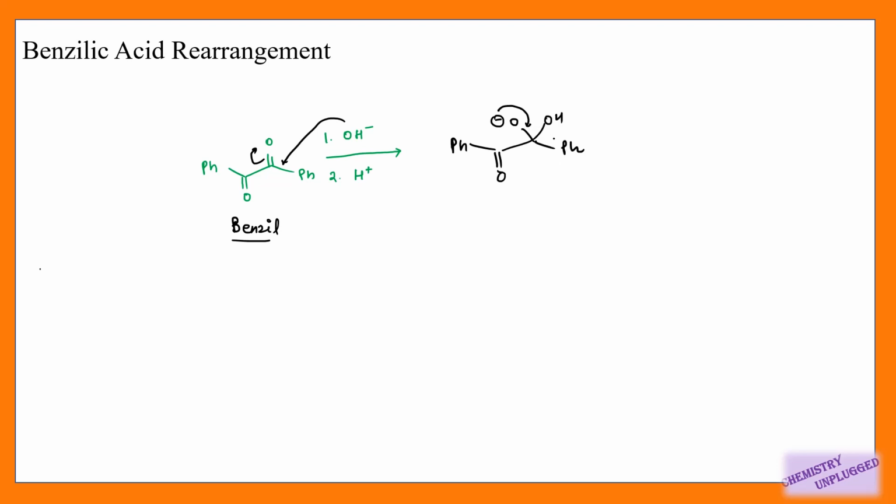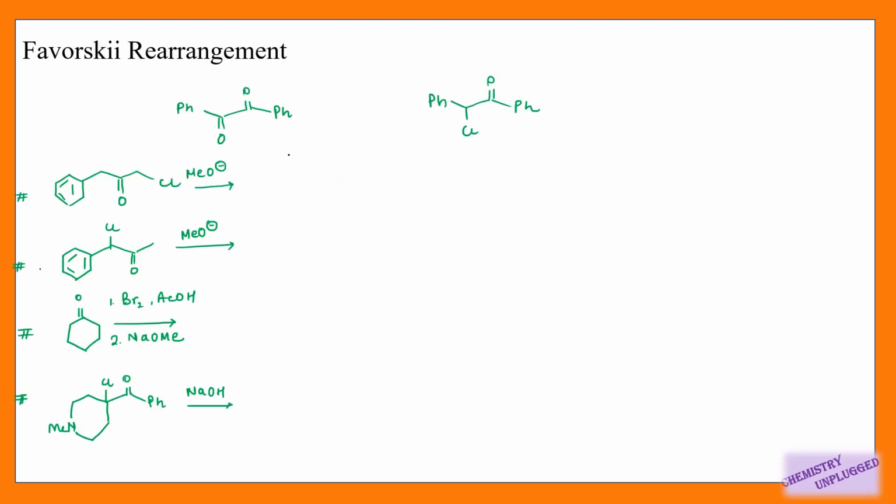So this phenyl ring will migrate to this carbon and this bond will shift here, and when it migrates, we will get this molecule. This is called benzilic rearrangement. Next rearrangement is Favorskii rearrangement. We have seen benzilic rearrangement, right?